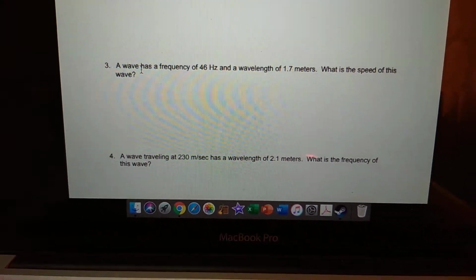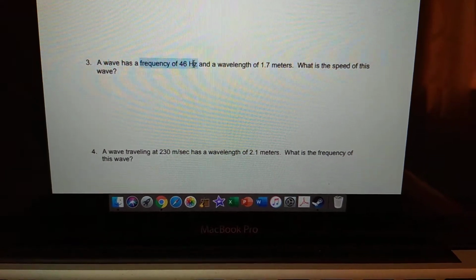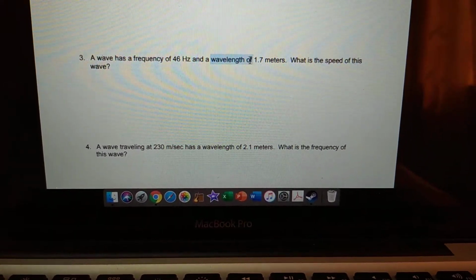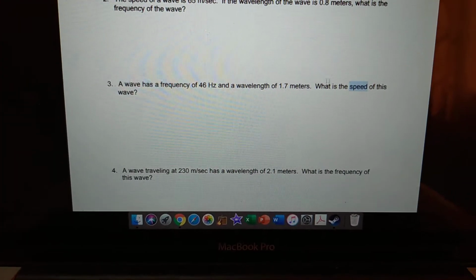Okay, continuing question 3 onwards. Hopefully can finish all of it in one shot. Okay, so frequency is 46 Hertz. Wavelength is 1.7 meters. What is the speed? So this is going back to the same as question 1. They've already given you the frequency and the wavelength.